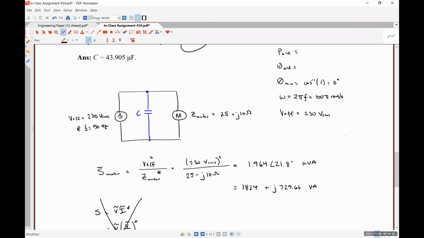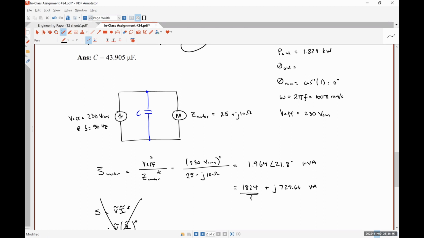Okay, so what's P old? I disagree. 1.964 kilovolt amperes is the apparent power before power factor correction. I am looking for the average power before power factor correction. It's written up there. You just got to tell me which number it is. 1.824 kilowatts is P old, because the real part of the complex power is the average power.